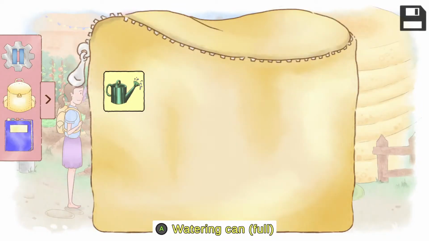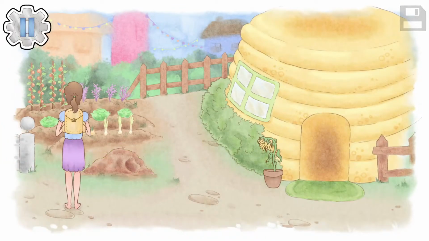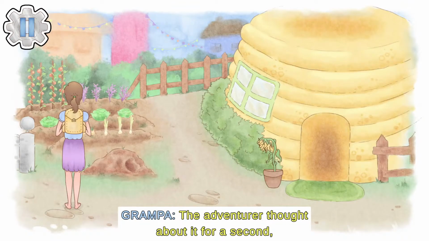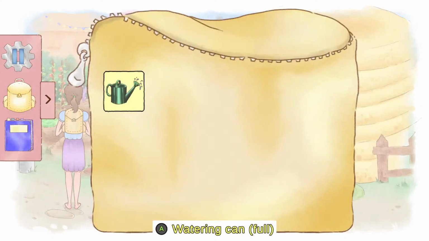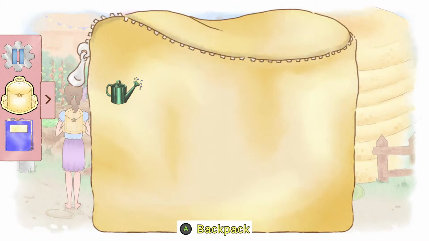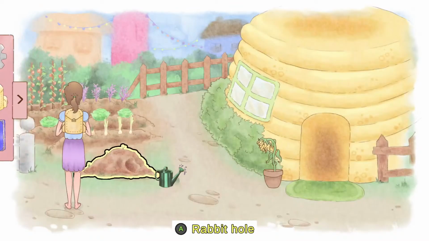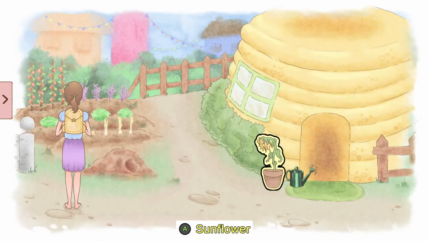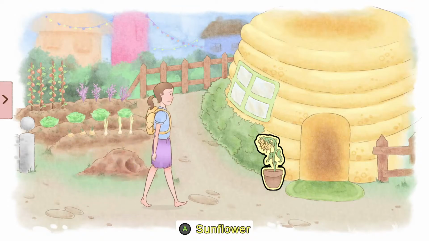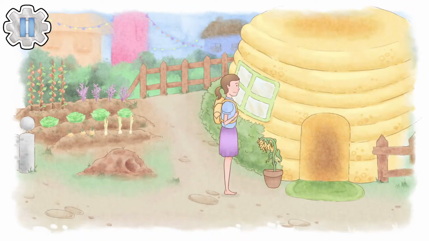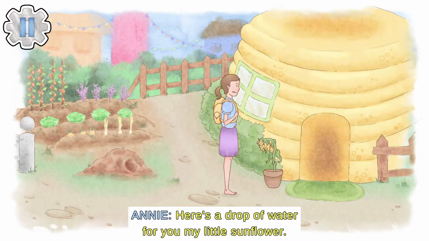Auto saving. Watering. Rabbit hole. Backpack. Item 1. Watering can. Sunflower. Here's a drop of water for you, my little sunflower.